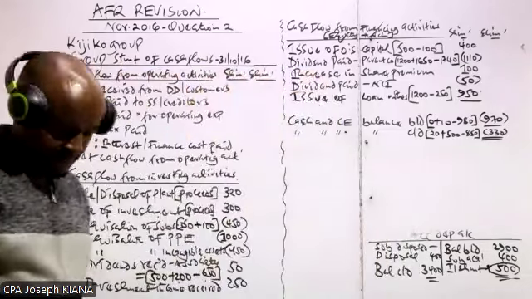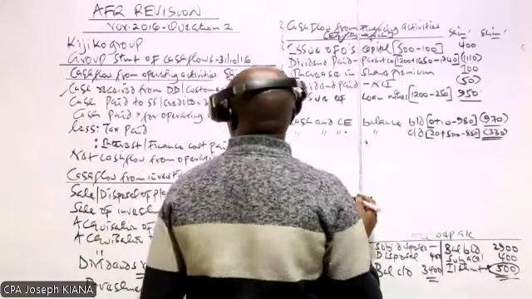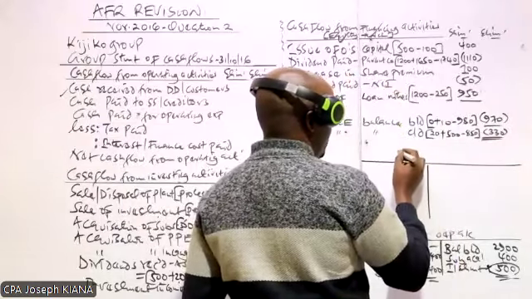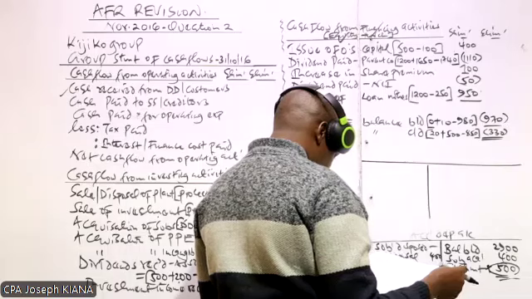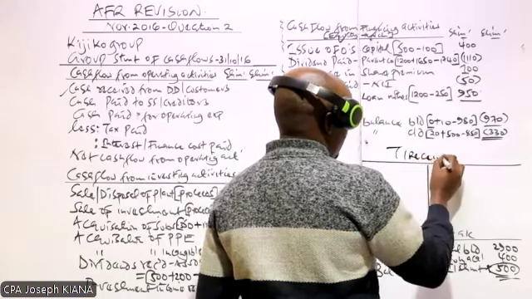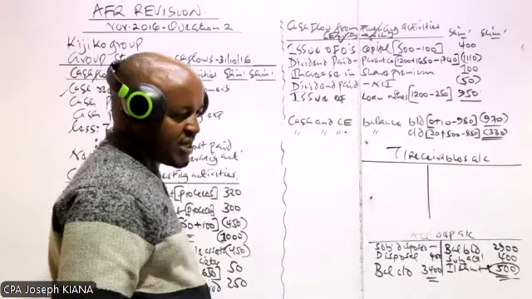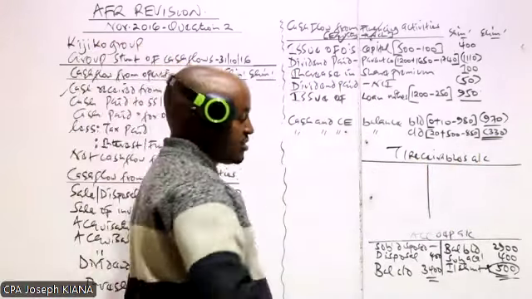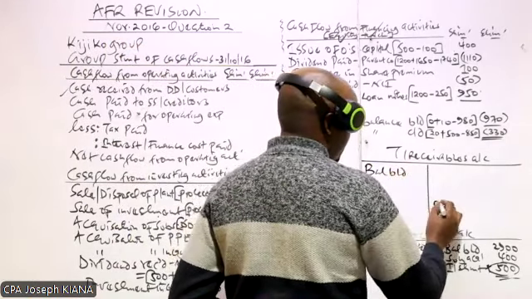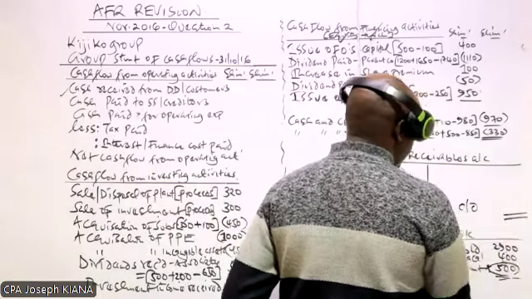Let's start by computing the first item here, the cash received from debtors or customers. Now this one is quite simple because we compute this by preparing something called the trade receivables account. This is how we determine the cash received from debtors or customers. The first thing we record in this account is the opening balance, the trade receivables at the start, and the trade receivables at the end of the year.